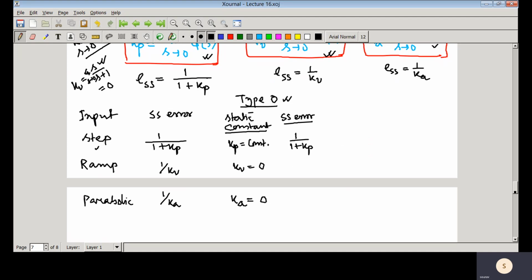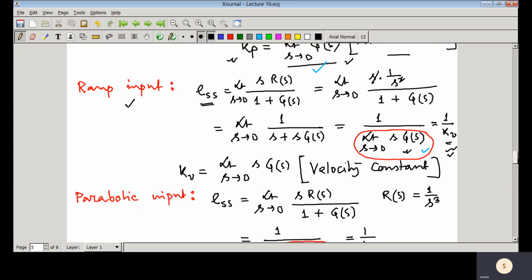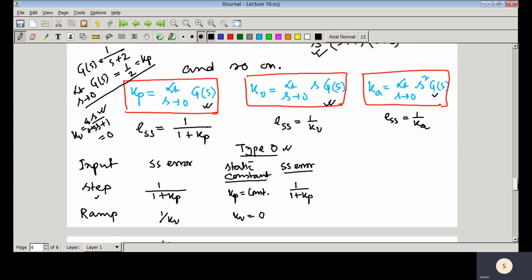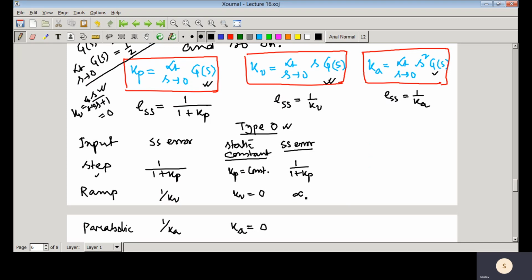And you can see the steady state error in case of ramp input is 1 by Kv. So 1 by Kv means 1 by 0, that is infinity, and here also it is infinity. So you understand that whenever you have a unity feedback system and you apply a step input, and your system is type 0, the transfer function does not have any pole at origin, then you have some steady state error for step input, but in case of ramp and parabolic, the steady state error will be infinite.